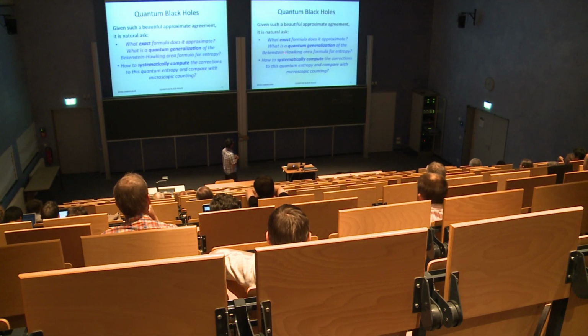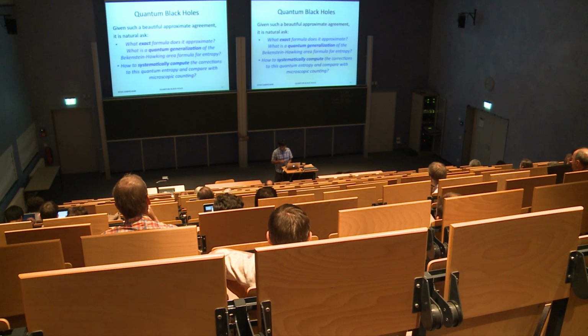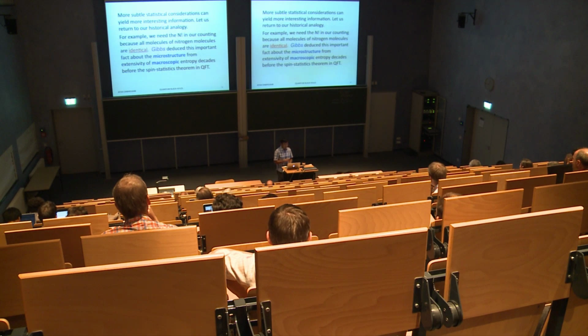So the question becomes, what is the quantum generalization of the famous Bekenstein-Hawking area formula for the entropy? Is there a quantum generalization? And if there is, how do we systematically go about computing it? Both these corrections, quantum corrections to the entropy, and then how do we compare it with some microscopic counting? And this actually took a while to really settle down.